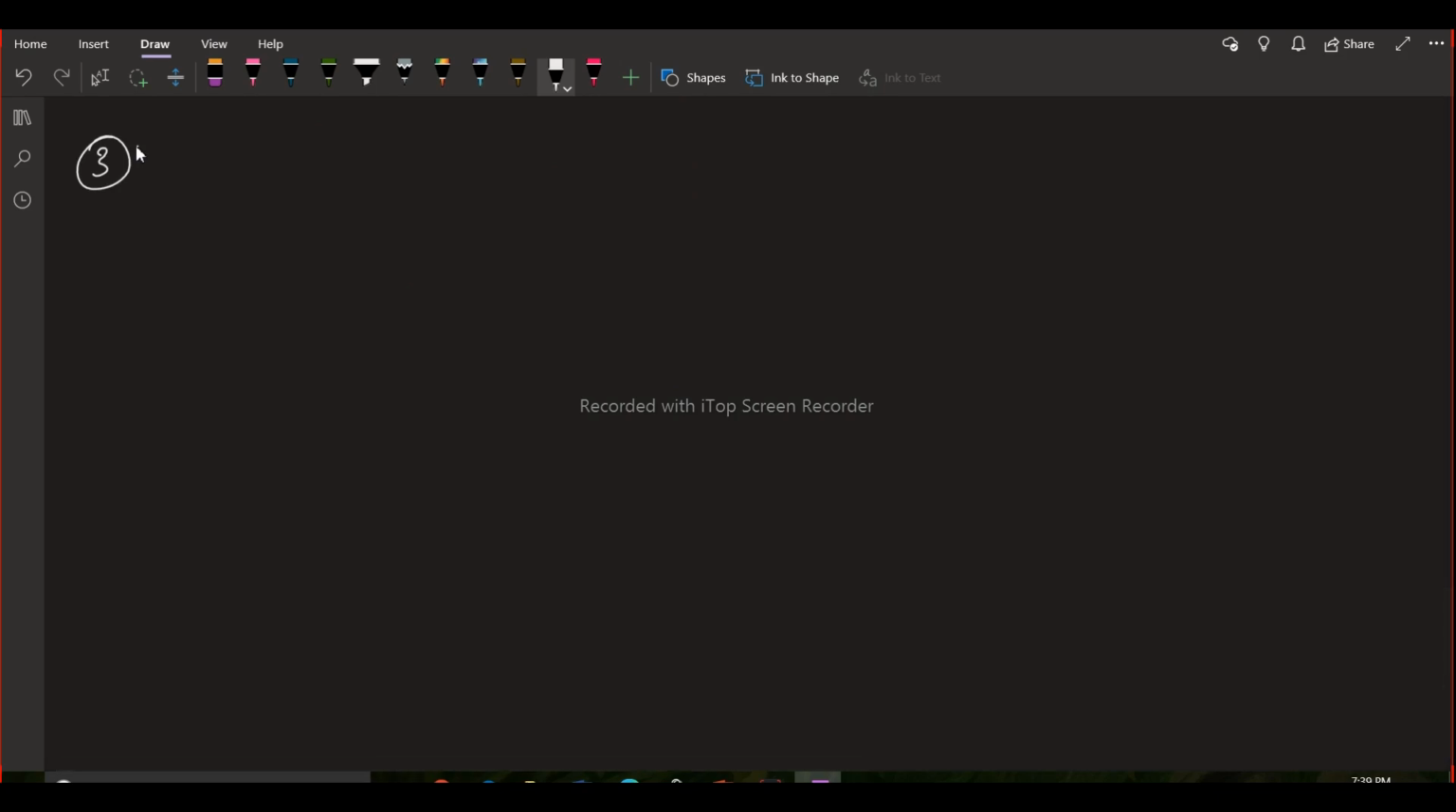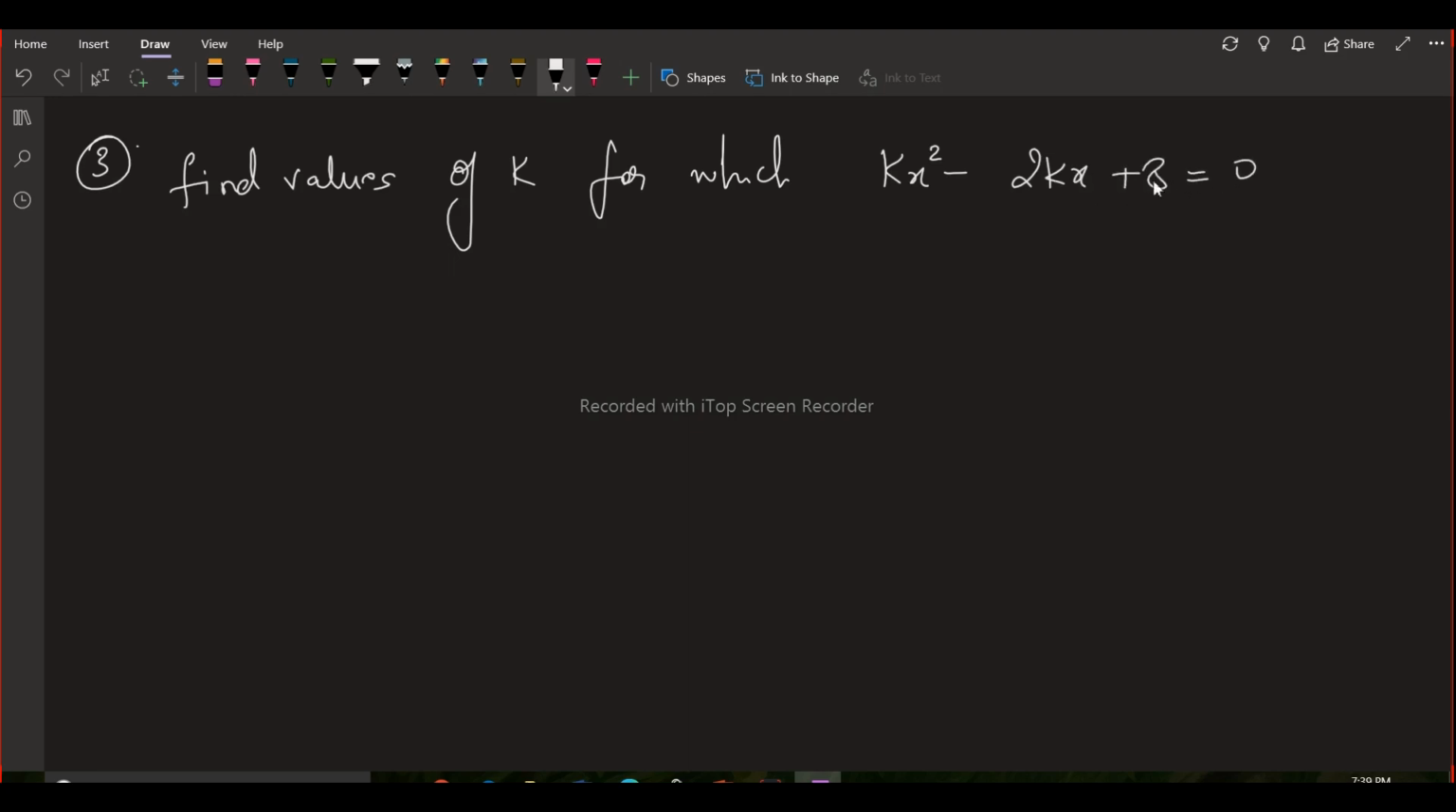Let's try one more. Let's say now we have something like this. Let's say the question is find values of k for which kx square minus 2kx plus 8 equal to 0 has distinct roots. Okay. So again, distinct roots, that means D should be greater than 0.